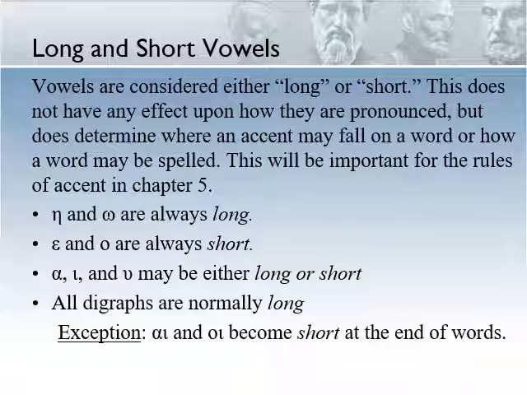Now, normally all digraphs are considered long. There are two exceptions to this. Alpha iota and omicron iota, when they come at the end of a word, are considered short. Otherwise, all digraphs, including alpha iota and omicron iota, when they're not at the end of a word, are considered long. And this will help us to understand the rules for accent in the next chapter.